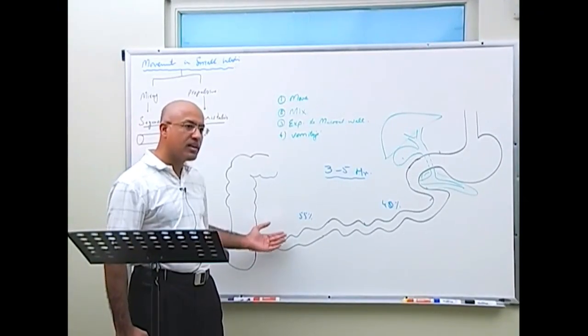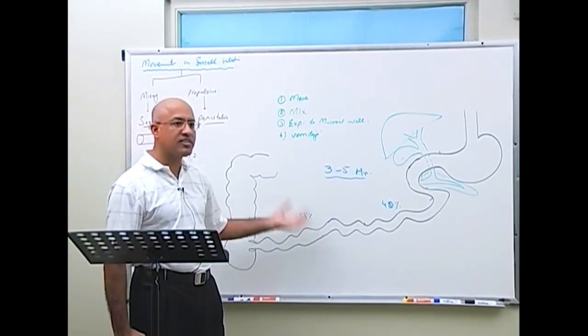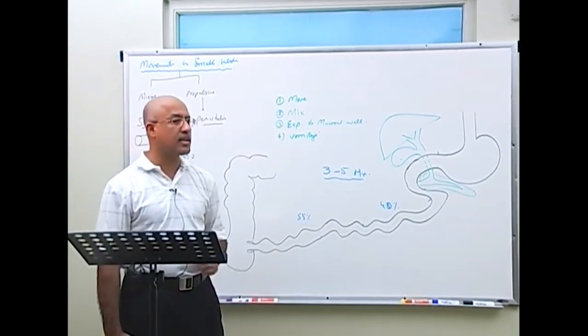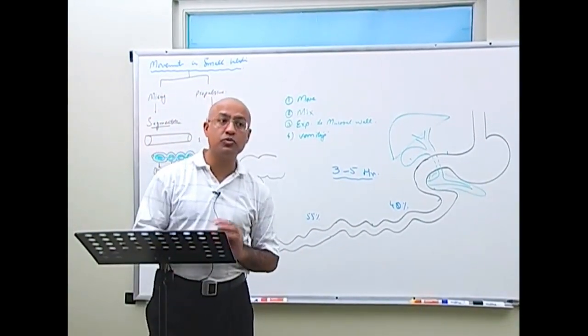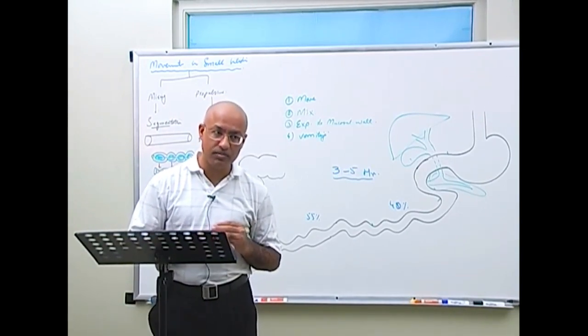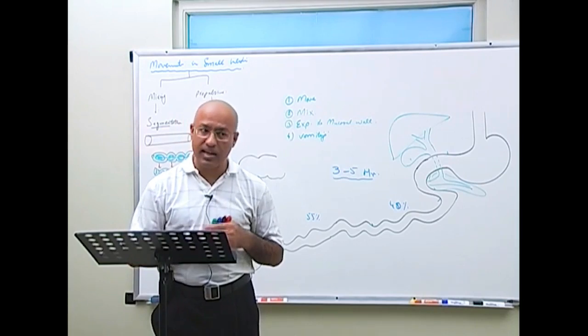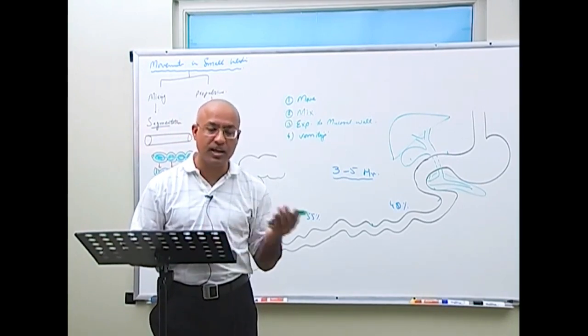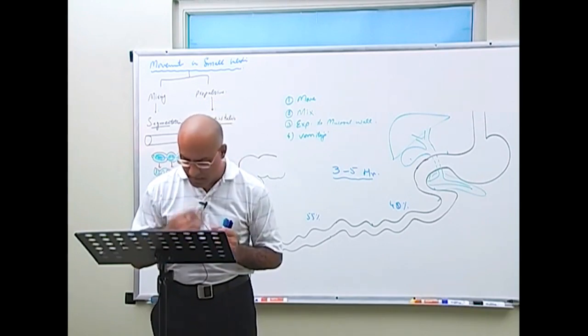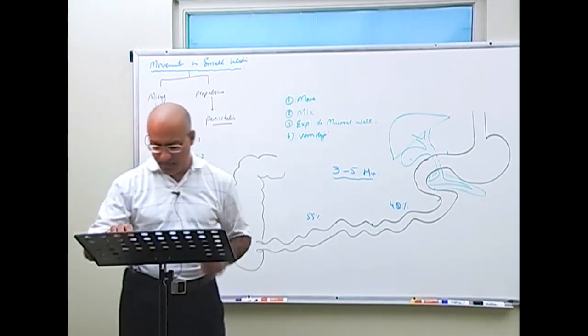What really happens is that on the slow waves, spike potentials start appearing, and that starts generating the peristalsis. But again, never forget that for peristalsis we also need the enteric nervous system, especially the myenteric nervous system. Again, if you atropinize the patient, if you give atropine, peristalsis will die out. Am I clear? Any question here?